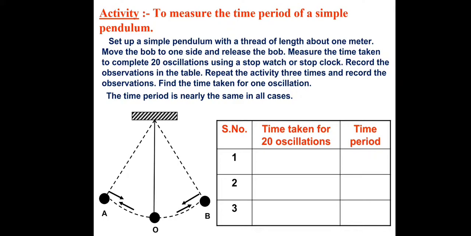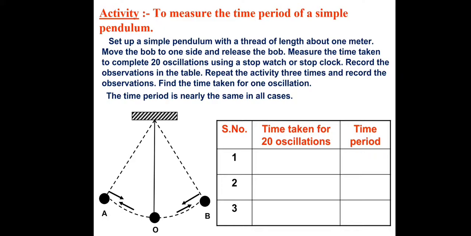For this we are supposed to use a stopwatch, but at home we don't have a stopwatch or stop clock, so you can use your own wrist watch or any digital watch or clock. Record the observations in the table as it is on your screen. In one column you will write the time taken for 20 oscillations, then you will find out the time period.